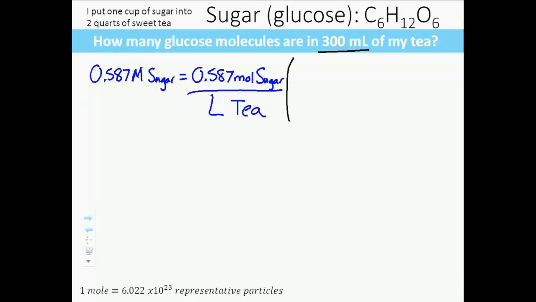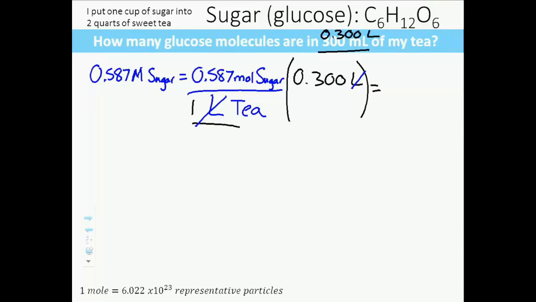So if we have 0.587 moles of sugar per liter of my tea, then I can say, oh, well, 0.300 is the same thing as 0.300 liters. So I can multiply these to get rid of it, because I don't want 1 liter. I want 0.300 liters. And that's going to tell me how many moles I've got. Because if I don't have 1 liter, if I just multiply it by what I'm trying to get, these will cancel out. Liters and liters, leaving me with the number of moles that are present and only the sample size that I was interested in.